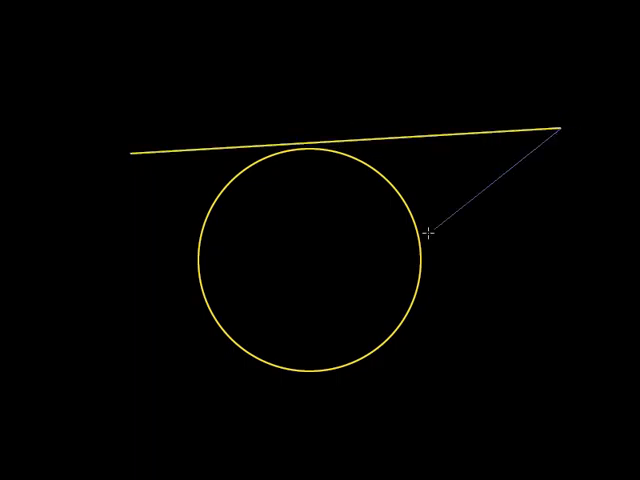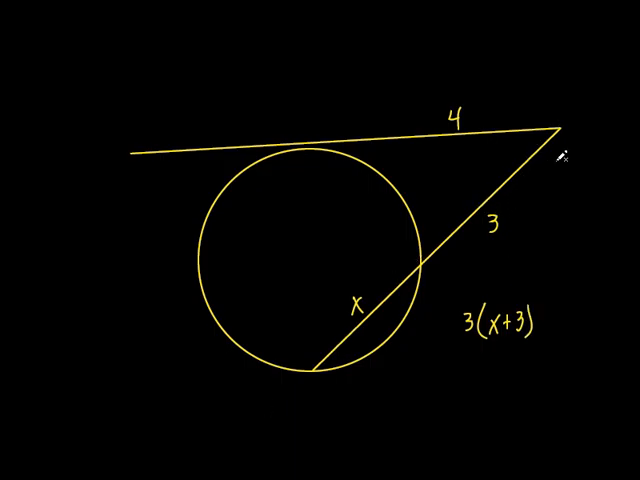If you can stick around for number 12, feel free. You get the idea, right? That's 4, that's 3, and that's x. This is the one where this is the secant. So it's the outside part times the whole thing. The outside times the whole entire secant equals the tangent squared, and that's just 4 squared, and then you just do your math and you solve for x.